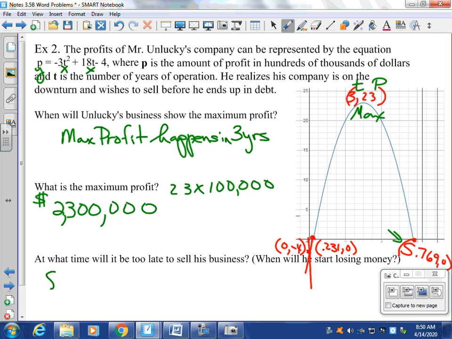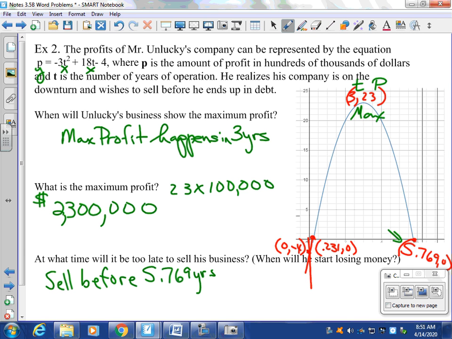So he needs to sell before 5.769 years. So basically, he needs to sell before it gets 3/4 of the way through that 6 year, and he will be able to sell his business at a profit. Now, if he wants to sell it when it's doing really well, he wants to sell it somewhere between year 3 and year 5.769, because that's when he's made his most profit. It'd be best to sell it at 3 years, but he can't sell it after 5.769 or he'll lose money.